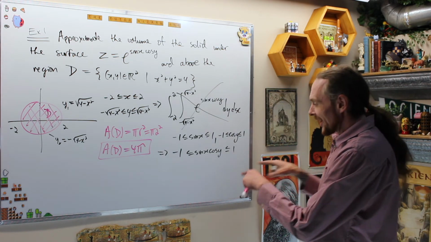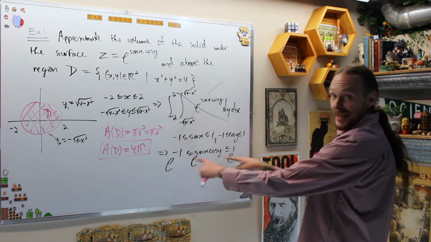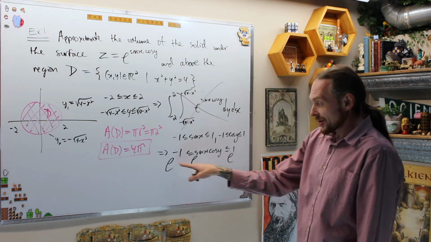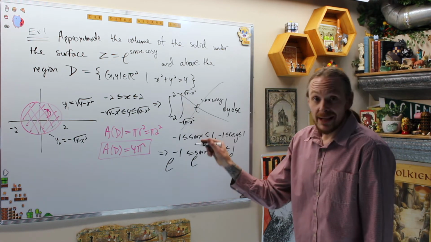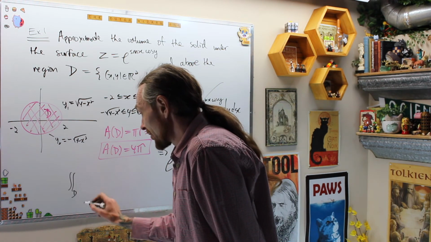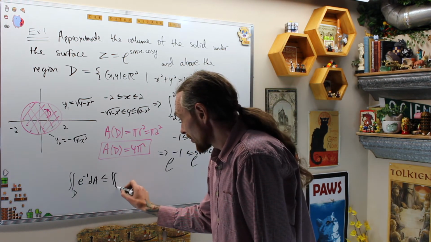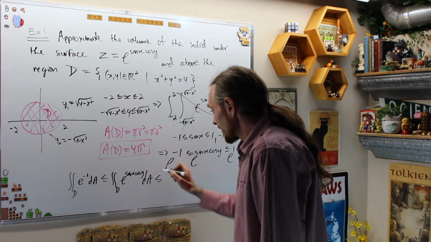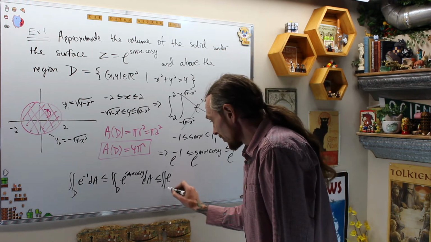Now this is what people don't like doing. I can exponentiate all three and see now I've built my function. And what does that say? Aha, this guy is larger than 1 over e and less than e. Now I'm going to double integrate both sides of this, and what this says is the double integral over my region D of e to the -1 dA is less than or equal to the double integral over my region D of e to the sine x cos y dA, which is less than or equal to the double integral of e.